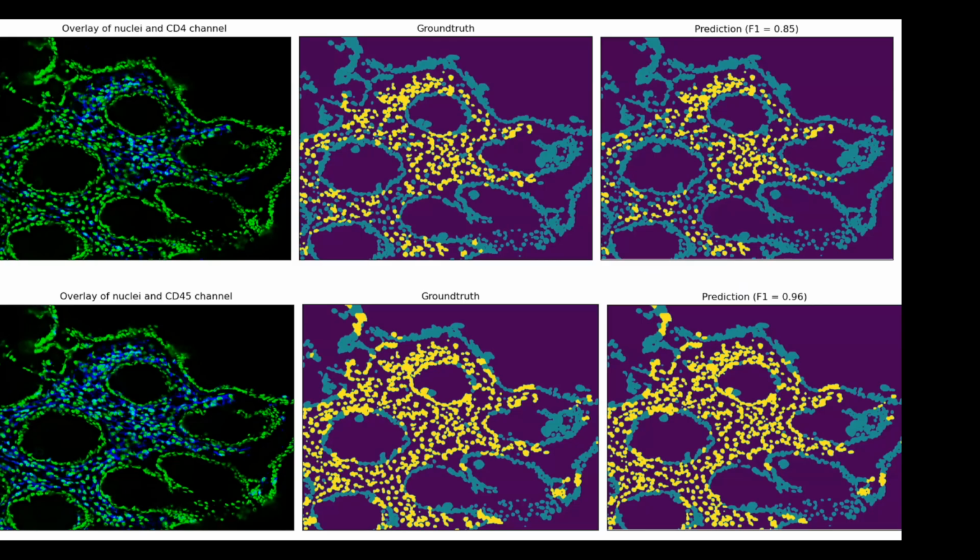So here is an example prediction of one of our marker positivity models. It's the raw image, ground truth, and the prediction. And you can see from the F1 score that there's fairly good overlap between the ground truth and the model predictions.